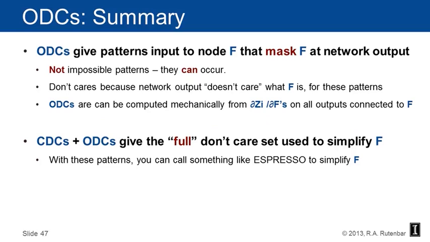So, where are we with the ODCs? ODCs give patterns input to node F that mask F at the network output. They are not impossible. They can occur. Don't cares. Why? Because the network output doesn't care what F is, because F does not affect the network output for these patterns. The ODCs can be computed mechanically from the Boolean differences of all the outputs that are connected to F. Together, the CDCs and the ODCs give you the full don't care set you can use to simplify an internal node. With these patterns, you can call something like espresso and simplify the insides of the sum of product form for the node.